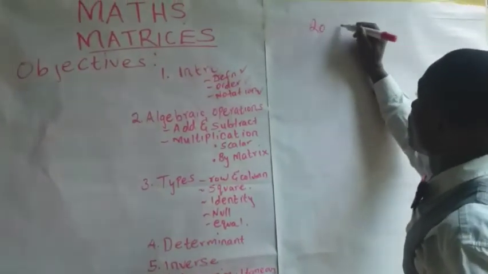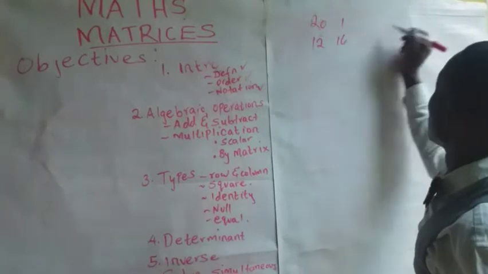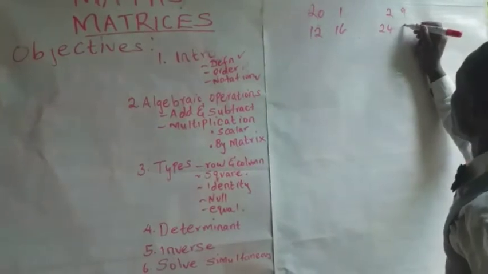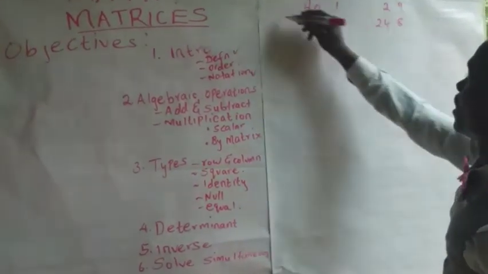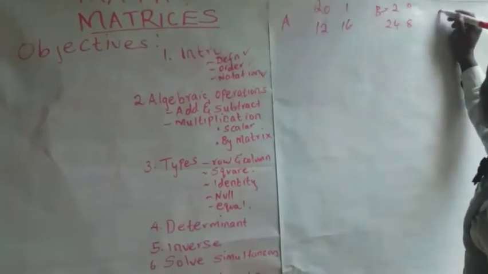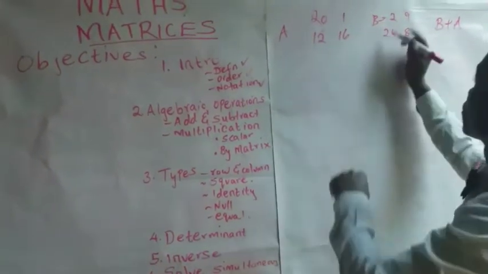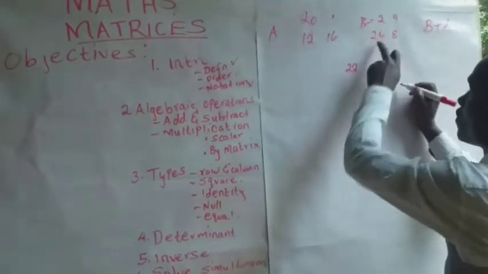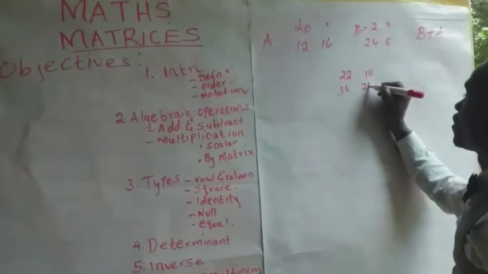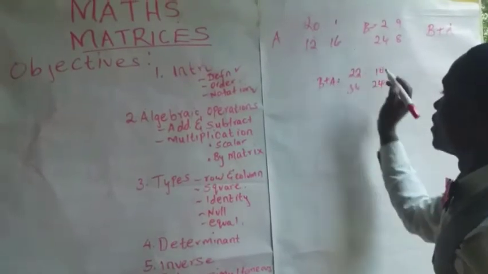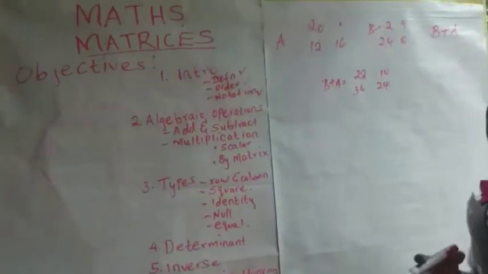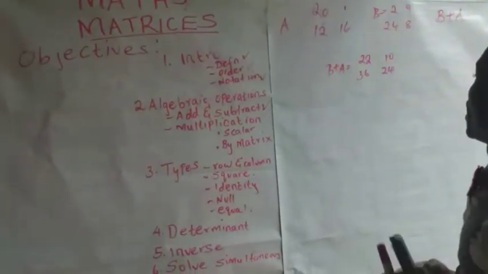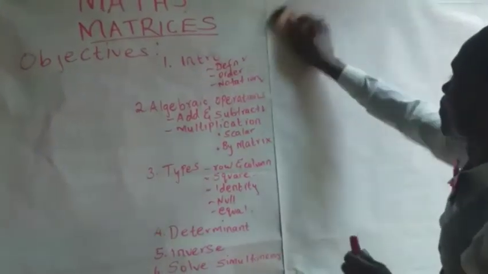If I give you 20, 1, 12, 16, and 2, 9, 24, 8 matrices, and I tell you this is matrix A and B, and ask you for matrix B plus A, you'll just come to B and add A. 2 plus 20 is 22, 1 plus 9 is 10, 12 plus 24 is 36, and 16 plus 8 is 24. So matrix B plus A is simply this. And you can add matrices of any order. Now we are done with that because I want to be very precise and very simple.